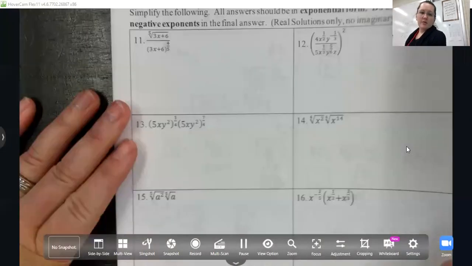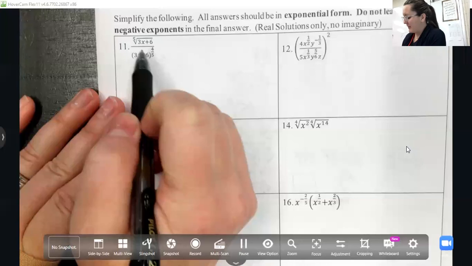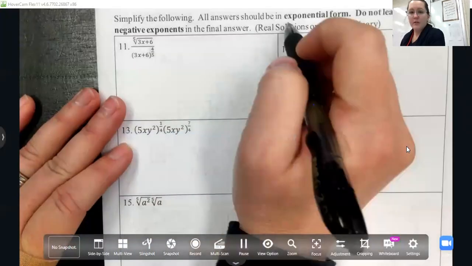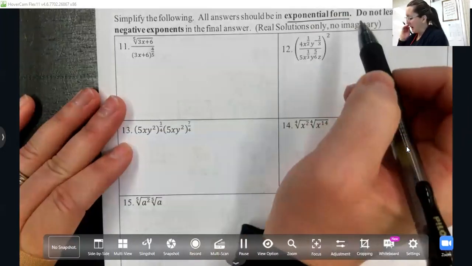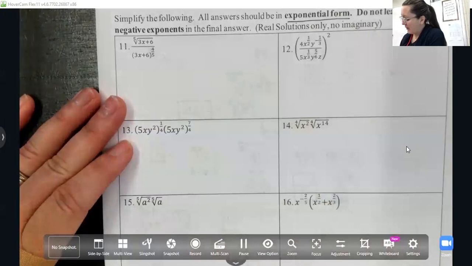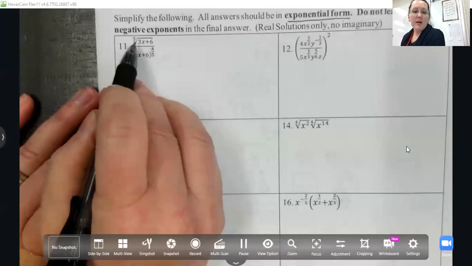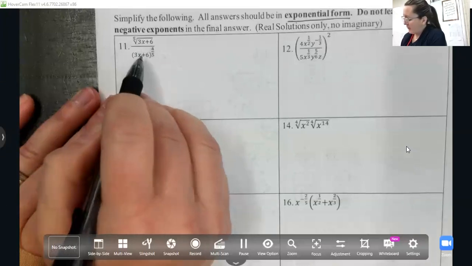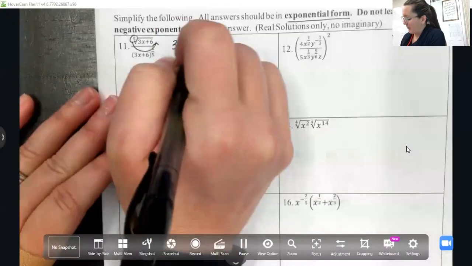This one's a kind of interesting number 11. We can think about it like this. We just want to write it in exponential form as our directions up here. Do not leave any negative exponents in the final answer. So we have the 5th root. Now look, both of them are written separately. This one's written in radical form. This one's written in exponential form. Let's go ahead and write both of them in exponential form. That way we can work with them a little bit better.